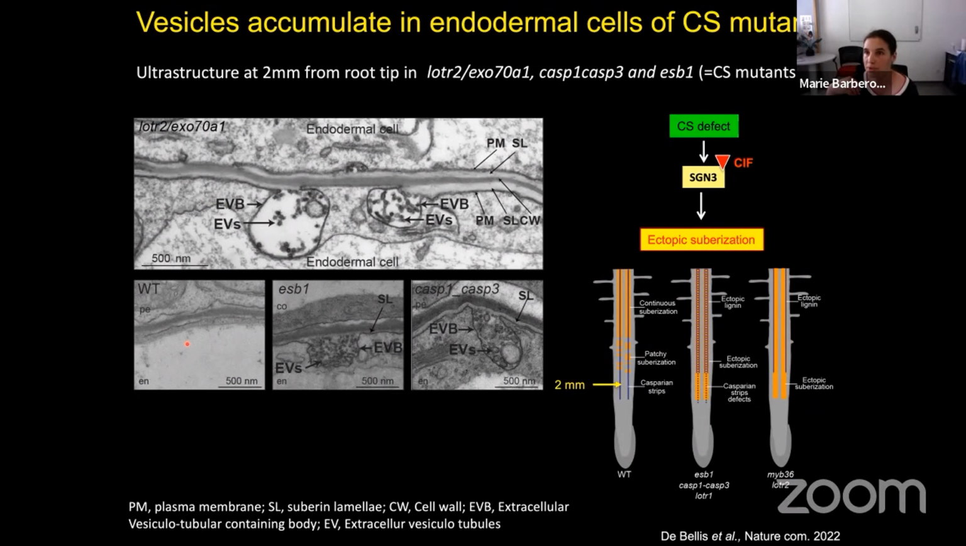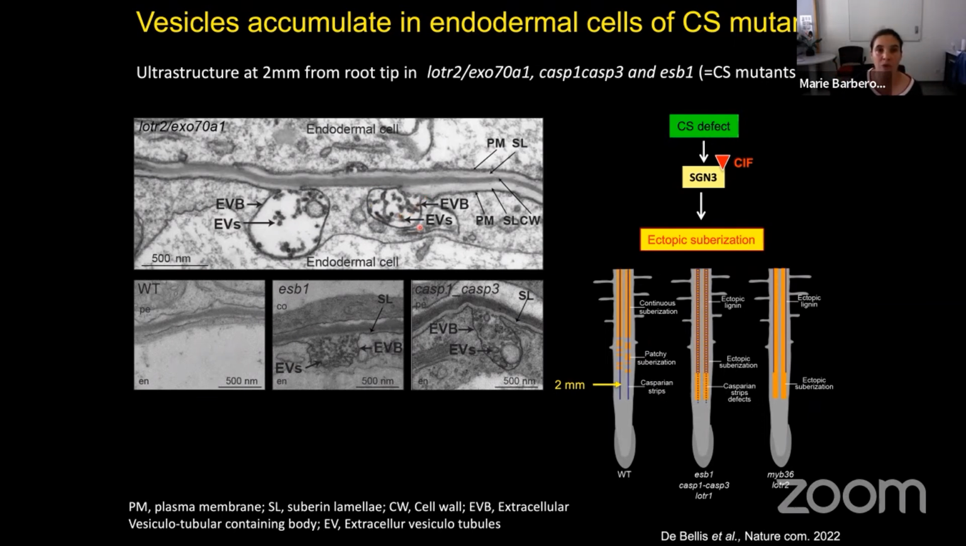This is a very well-known response to Casparian strip defects that involves the receptor kinase Schengen 3 and its ligand, the CIF peptide. When Casparian strips are defective, a signaling will be triggered that repairs the apoplastic barrier, putting ectopic lignin, but also ectopic suberin, very close to the root tip. So when we were at 2 millimeters from the root tip in this mutant, we were in the zone of suberin deposition. We can see that in this ultrastructure analysis, especially in the Lord of the Ring 2 mutant, where these big vesicles are clearly in front of the place where suberin is being deposited.